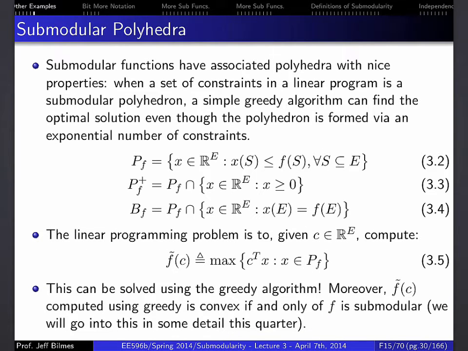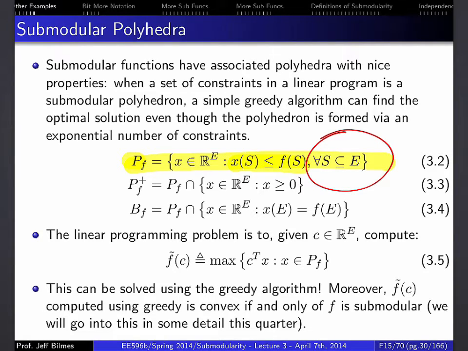Now, we're going to discuss quite a bit about submodular polyhedra and submodular polytopes. I just want to introduce them to you. What's interesting about them is that you can actually define, first of all, let's define the submodular polytope. It's all vectors in R to the E, so an E-dimensional space, that satisfy this inequality for all subsets S less than or equal to E.